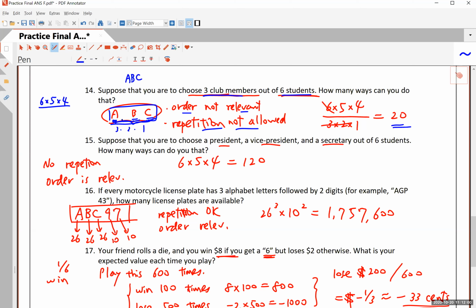If you are to choose A, B, C in different orders, how many different orders can you choose? You have to have the same group of members. That's A, B, C, A, C, B. I'm using the alphabetical order again. B, A, C, B, C, A, C, A, B, and C, B, A. 1, 2, 3, 4, 5, 6.